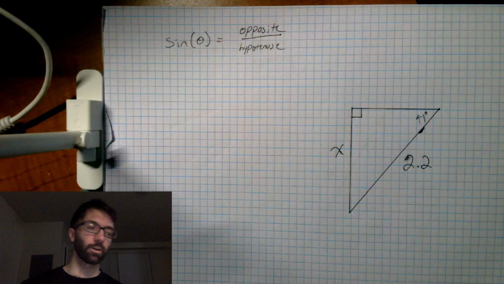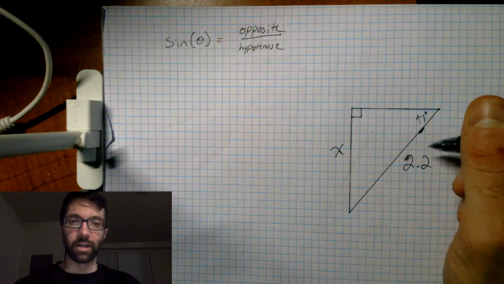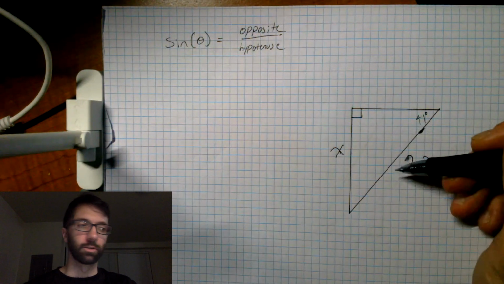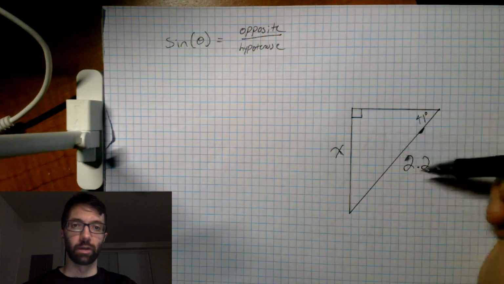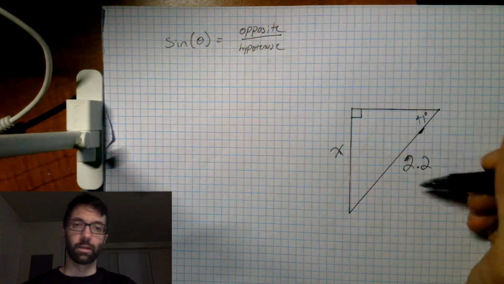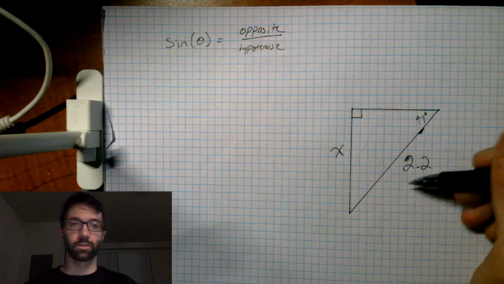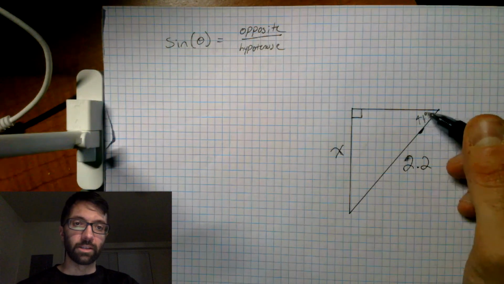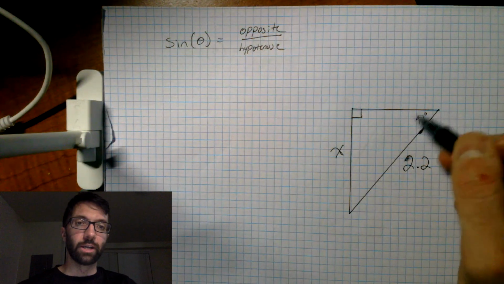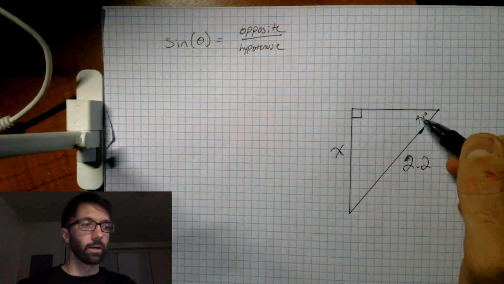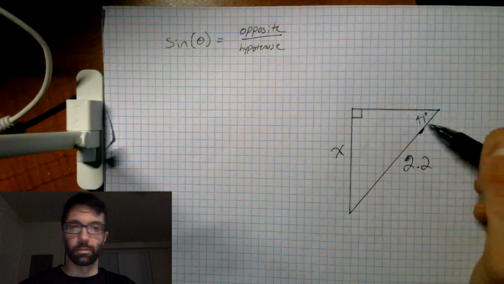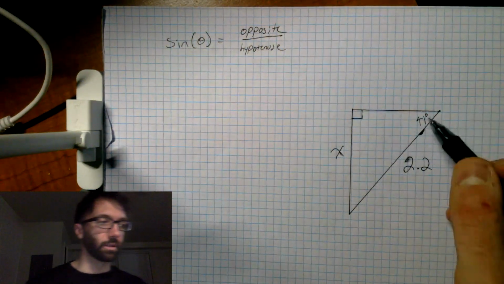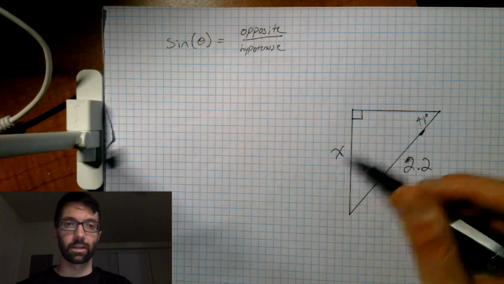Alright guys, the first thing you're going to want to do is identify your hypotenuse. Whenever you have a right triangle, the hypotenuse is always opposite of the right angle. In this case, the hypotenuse is this side right here that's 2.2 units long. The word adjacent means next to, so the adjacent side of this angle is this side because it's next to the angle. That leaves the opposite side, which is x in this case.